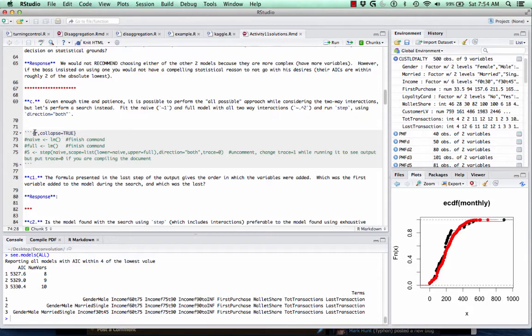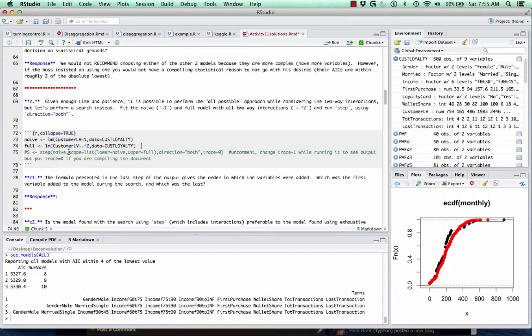So the way that we do this is to start out by fitting the simplest and most complex model that we want to consider. And typically that's the naive model and the full model. The naive model we can fit as just the Y variable, customer lifetime value, twiddle 1 in the cus loyalty dataset. And the full model, in this case, we want to fit all two-way interactions between all the variables. So that would be customer LV twiddle dot squared. Data equals cus loyalty.